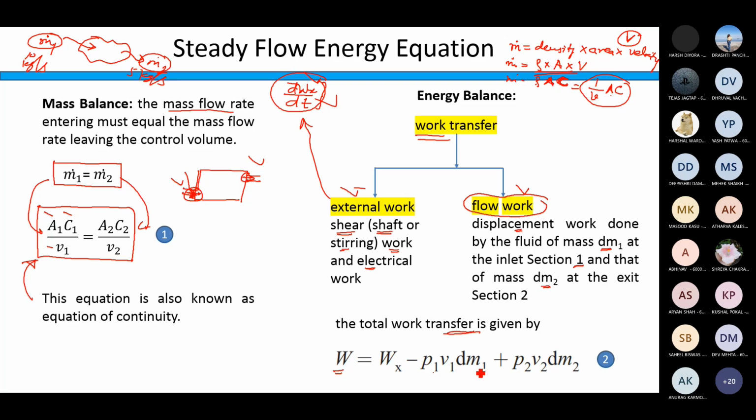Now what is this P1 V1 dm1? Why I'm writing this term as a P1 V1 dm1? So if you remember, I explained you in the first 2-3 lectures on thermodynamics. The flow work per unit mass is given by this product of pressure and volume. So this is flow work per unit mass, right? Per unit mass.